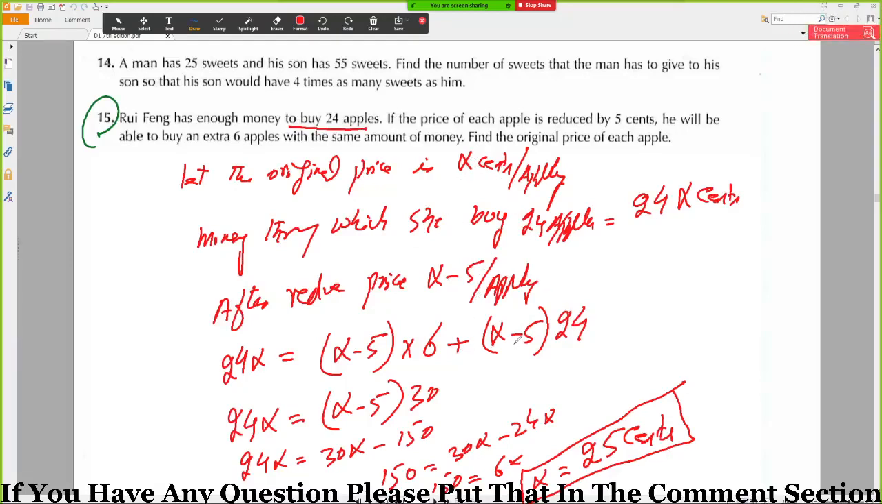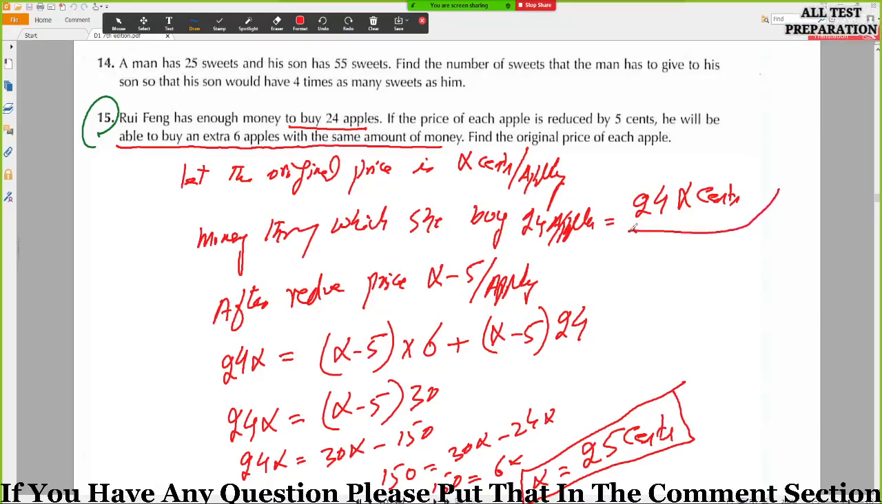उनके पास ओके आफ्टर रिड्यूसिंग प्राइस उनके पास एक्स्ट्रा मनी भी आ जाएगा. वाई एक्स्ट्रा मनी आ जाएगा? बिकॉज ऑफ दिस रिड्यूसिंग प्राइस. तो उस एक्स्ट्रा मनी पे शी आल्सो वांट टू बाय सम एप्पल्स, so she is able to buy an extra 6 apples with the same amount of money.